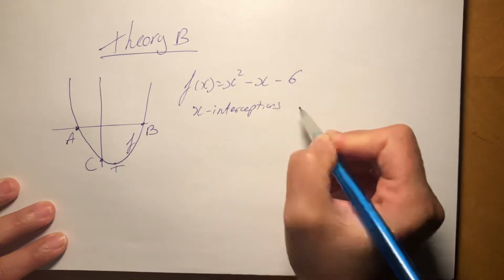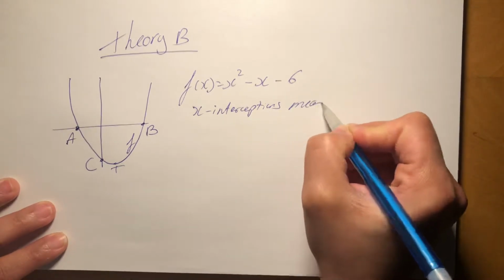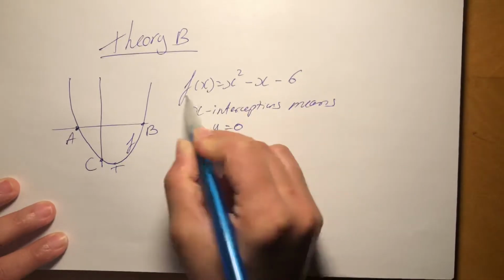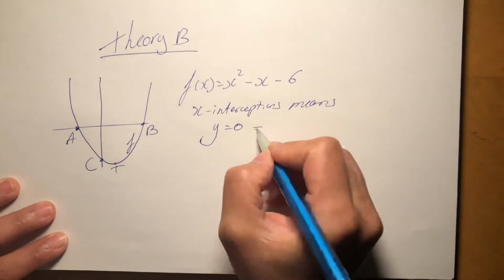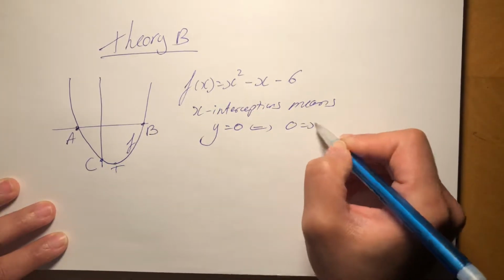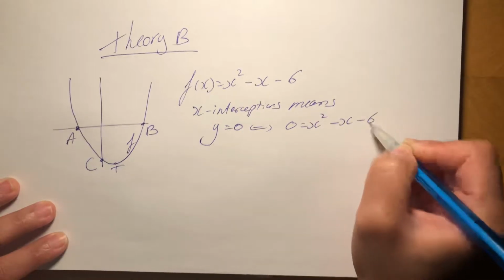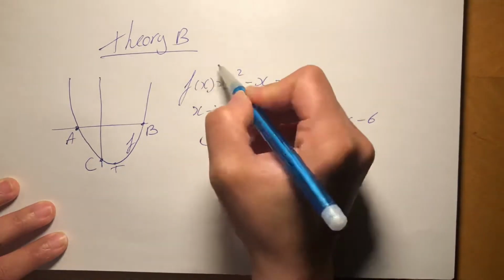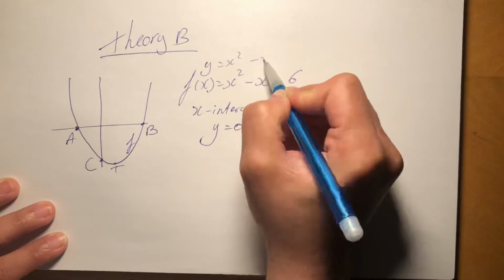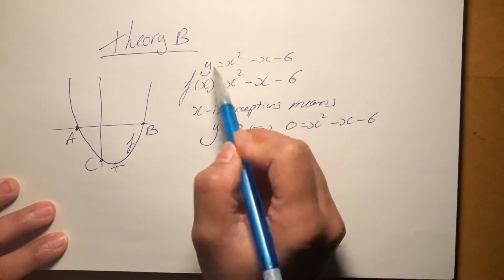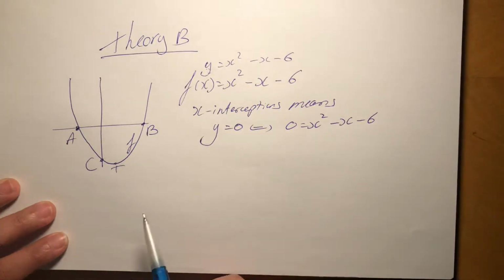What was that again? X interception means y is 0. So you get the equation. What do you get? 0 equals x to the power of 2 minus x minus 6. Because actually here is written y equals x squared minus x minus 6. And this is something you know. So for y, we fill in 0.